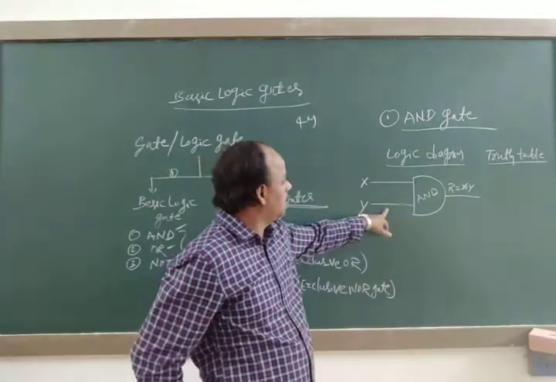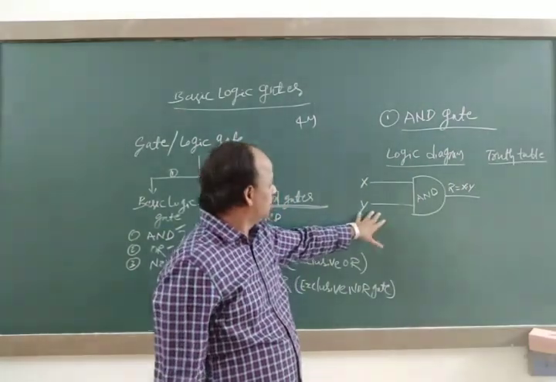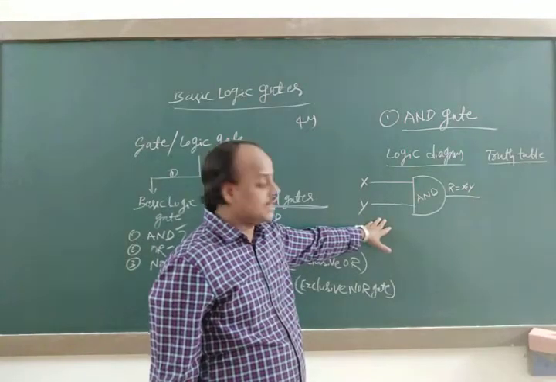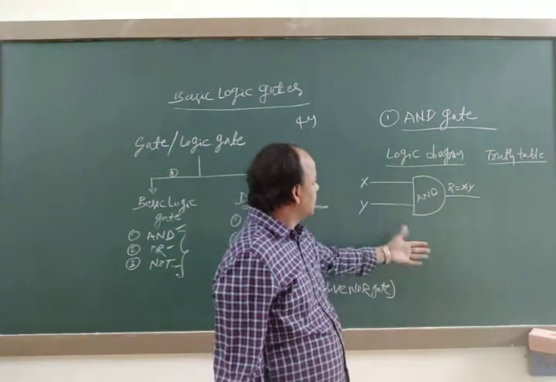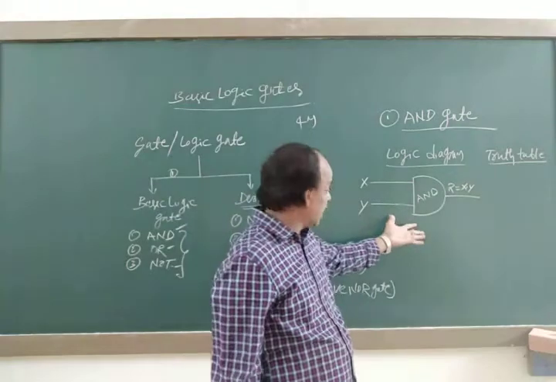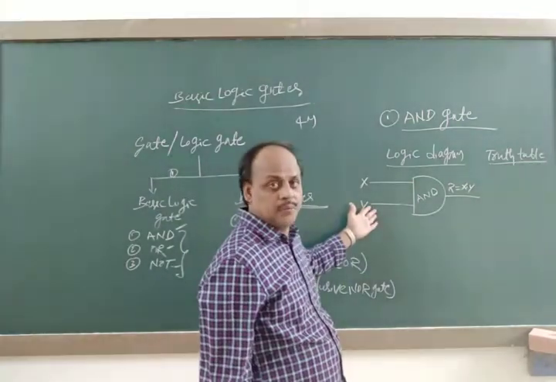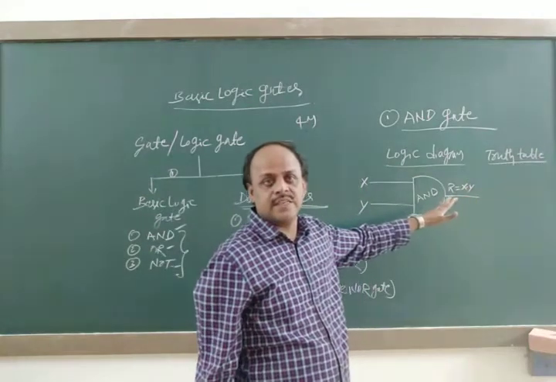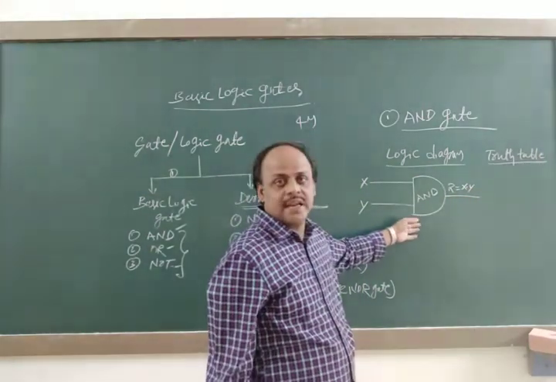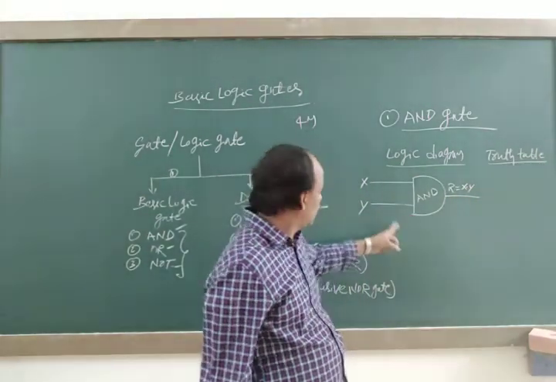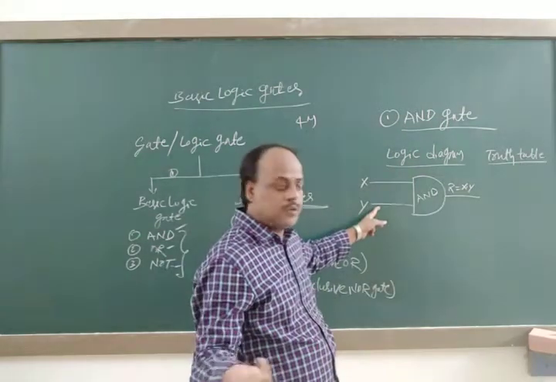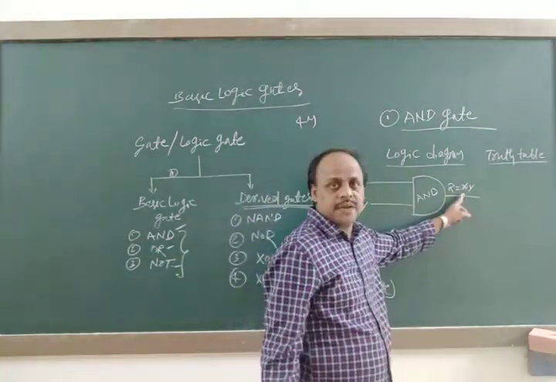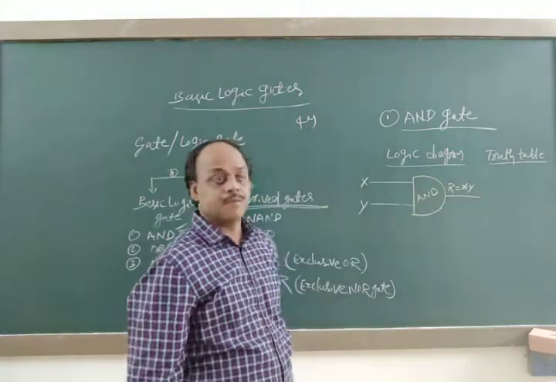This is nothing but the logic diagram. From this diagram we can say that the NAND gate is one of the basic gates which has 2 or more inputs and 1 output signal. Definition of a gate: what is a gate? It is a simple basic electronic circuit which has 2 or more inputs and only 1 output. Right? That is the definition of a gate.